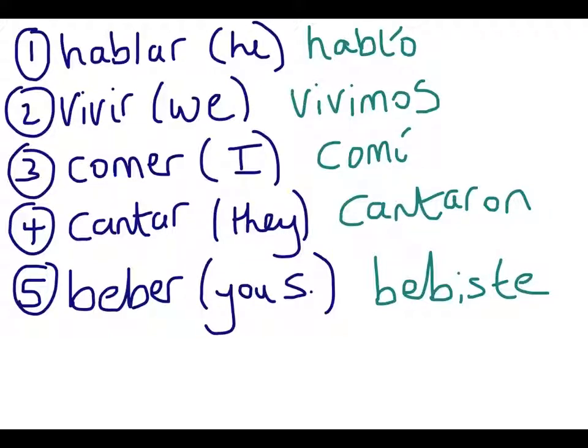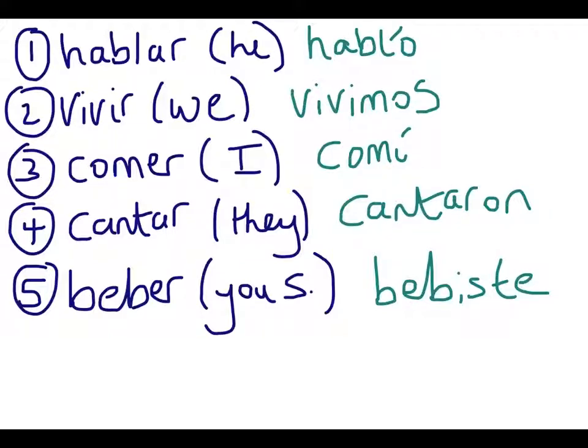So for each of these I've used the two-step process. I first removed the AR, IR, ER, and I've then added the correct ending. And when you start out learning this, you can use the table as a reference to know what to add, and then gradually remove the table until you can do it entirely from memory.